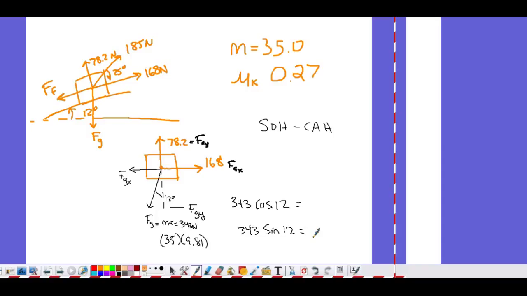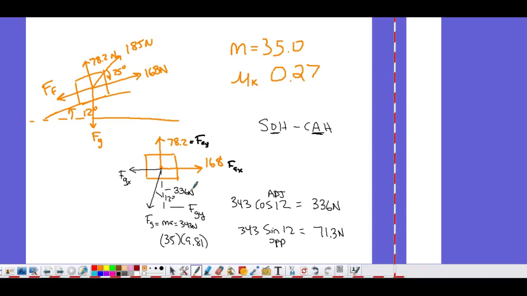That one gives us 336. Okay. This one gives us 71.3. And sine is going to be the opposite, and this one's going to be cosine, the adjacent. Opposite, adjacent. Okay. So we then look at this. Here's the angle. The one that's touching it is the adjacent, so that's going to be your 336. That's going to be the one that's opposing the normal force.